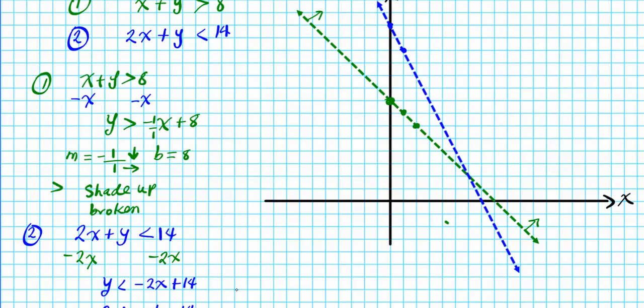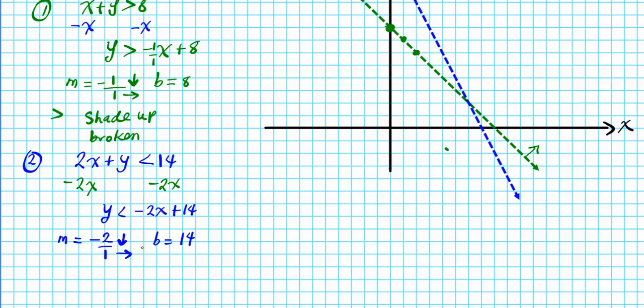Okay, so there goes the line, and then we have less than, okay? So what does that mean? Since we just have less than, that means that you are going to shade down for less, shade down, and your line will be broken also, okay? Because we don't have a line of inclusion there. So since that line is not there, our line will be broken.